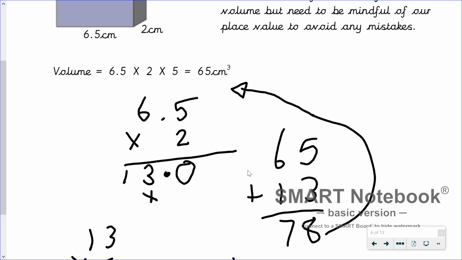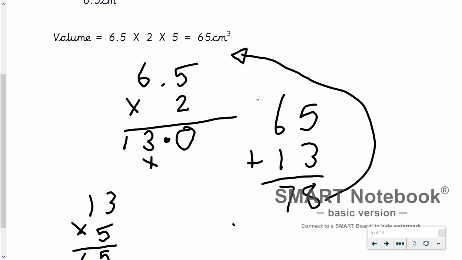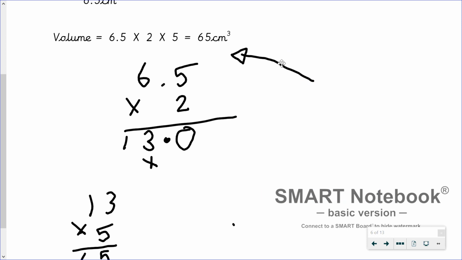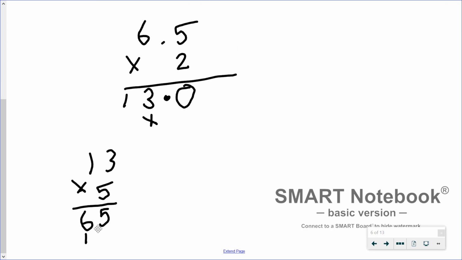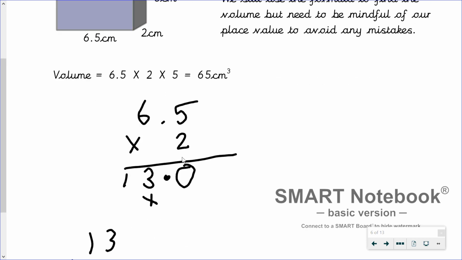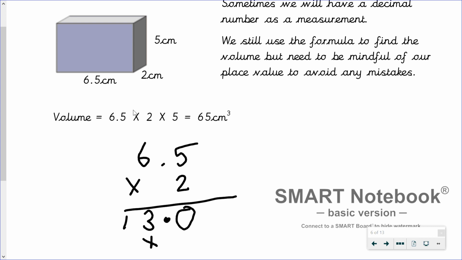I don't know why I've done this extra bit of working. I've changed it up here because it was 78. I've gone absolutely crazy. So I'm going to get rid of that. That's a load of nonsense. I was obviously in maths mode on that one. So what we have actually done is 6.5 times 2 is 13, and then we times that by 5 to get 65, and that's our answer, 65 centimeters cubed. Don't add them together like I did initially, that's a load of rubbish. So we've times these two to get an answer here, and we times that by 5, and that gives us our final answer, so 65 centimeters cubed.